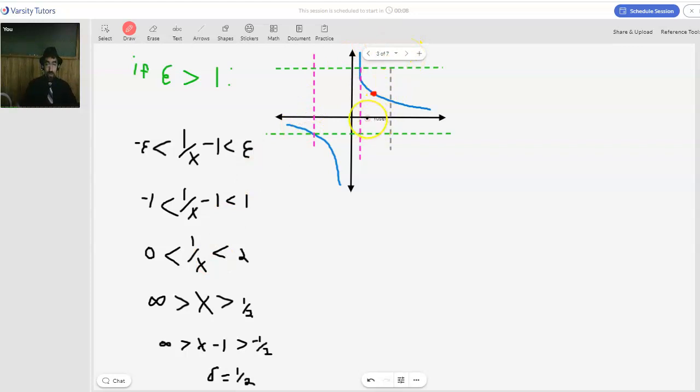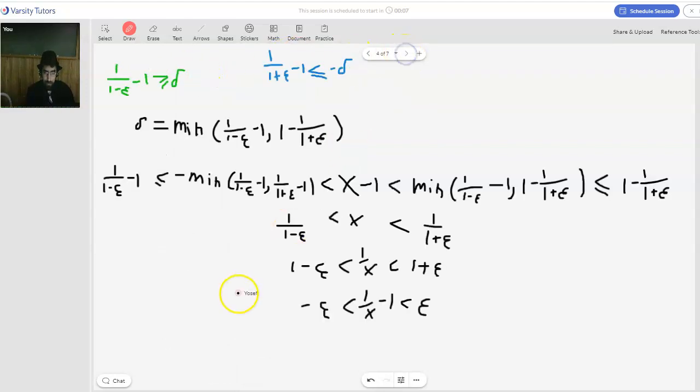But of course, to show limits, we're usually worried about stuff happening nearby. Usually we want epsilon to be positive but smaller than some number, not too big. So getting back to the case where epsilon is less than 1, still positive, but less than 1, we have these restrictions from 2 slides ago.